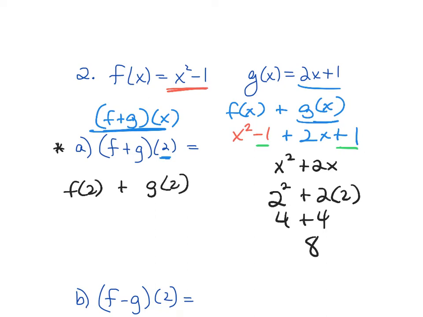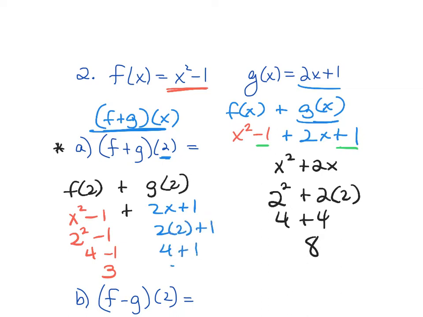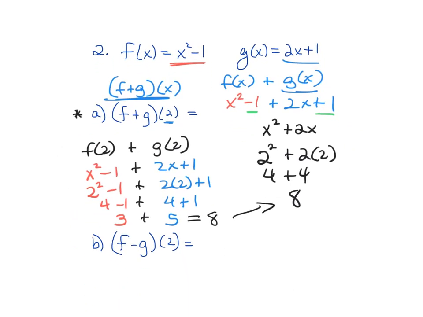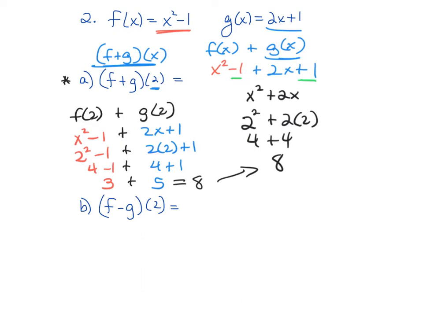So again, take your f of x function, plug in 2, 4 minus 1, and I get 3. Take the g of x function, which is 2x plus 1, plug in 2 for x, get 4 plus 1, and I get 5. Now that I found them individually, add them up, and I still get the same answer as if I combine my like terms first.